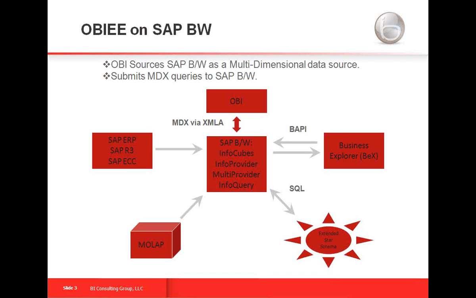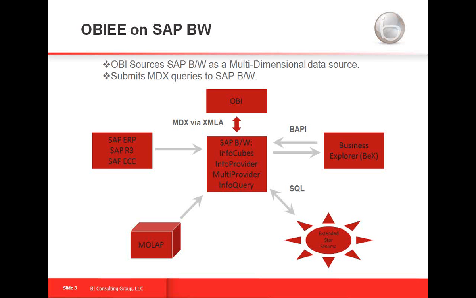SAP BW contains objects. It's basically definitional in nature. It contains objects, some of which are called info cubes, info providers, multi-providers, and info queries. These additional objects are used when querying the database, and as you can see down on the right-hand side, the star down there, it queries an extended star schema from a relational database. So the data actually does not reside in SAP BW. The data physically resides in a standard relational database.